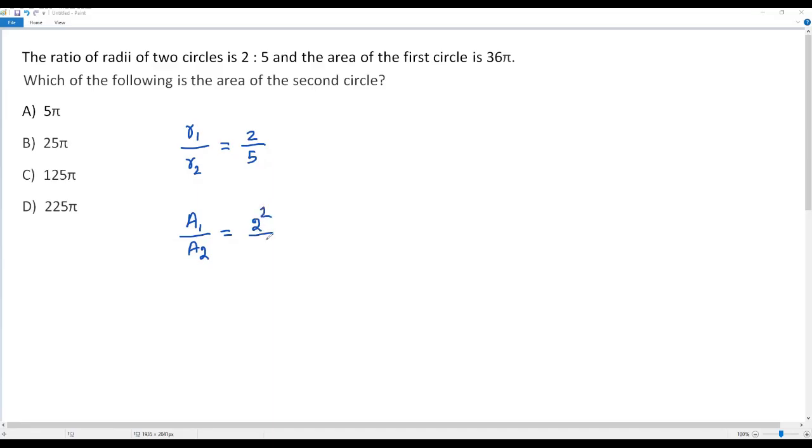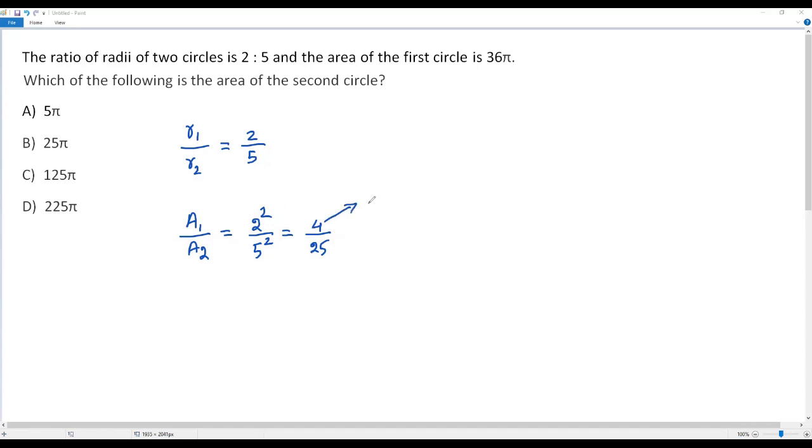Then I'm getting 2 square over 5 square. The value of 2 square is 4. The value of 5 square is 25. Here I got the ratio of the areas of two circles. From the terms of the ratio over here, if I want to get the areas of two circles, I have to multiply both the terms of this ratio by the same non-zero number, say x.